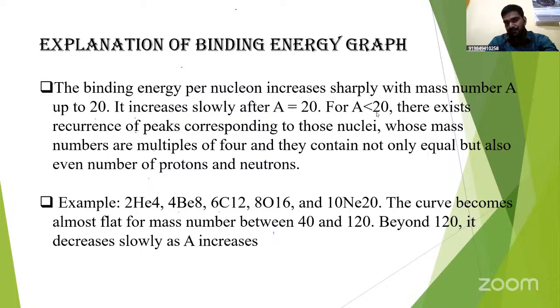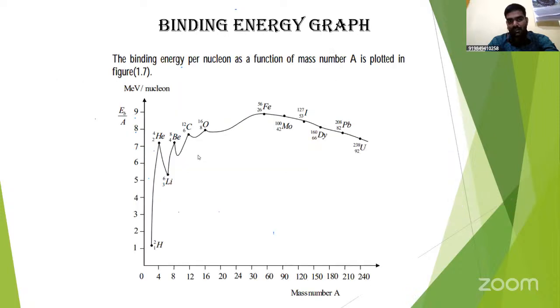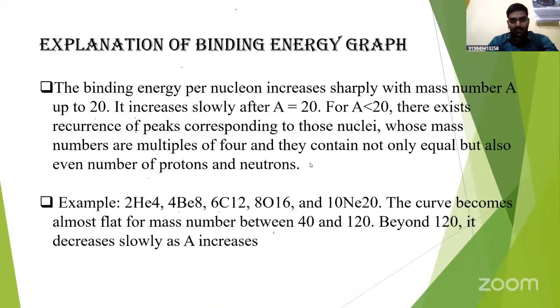For less than 20, there exists a recurrence of peaks corresponding to those nuclei. As you observe, there is a recurrence of peaks here. These are the peaks here, whose mass numbers are multiples of 4, and they contain not only equal but also even numbers of protons and neutrons.